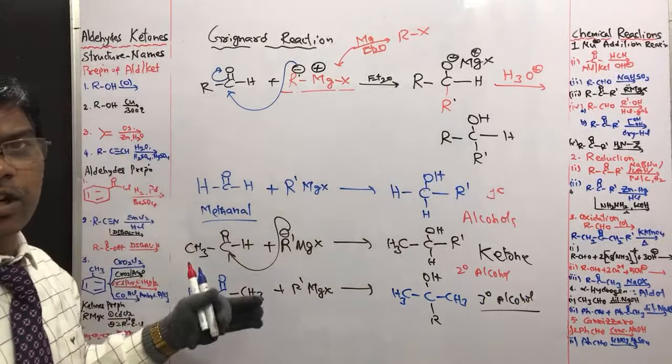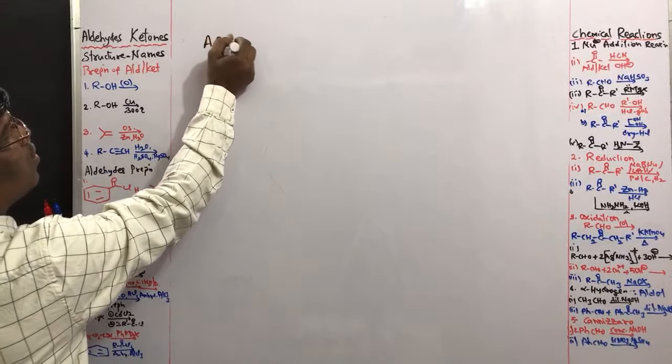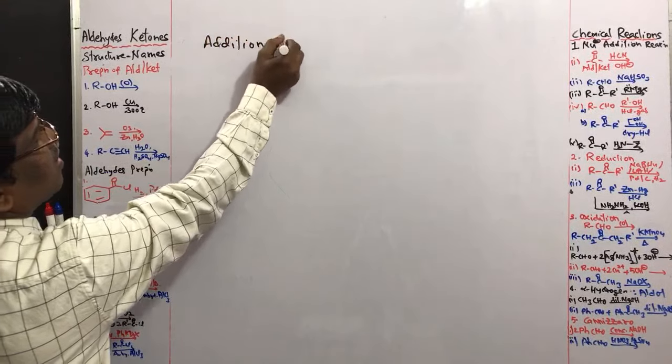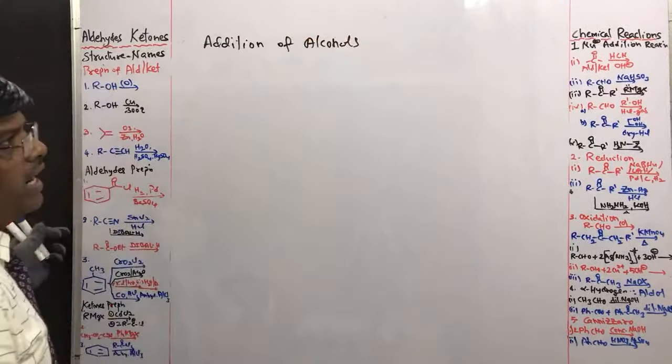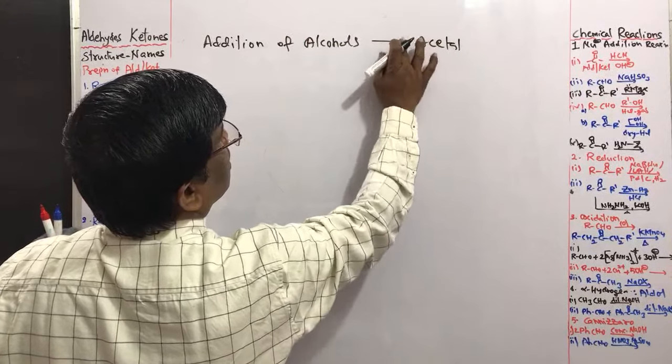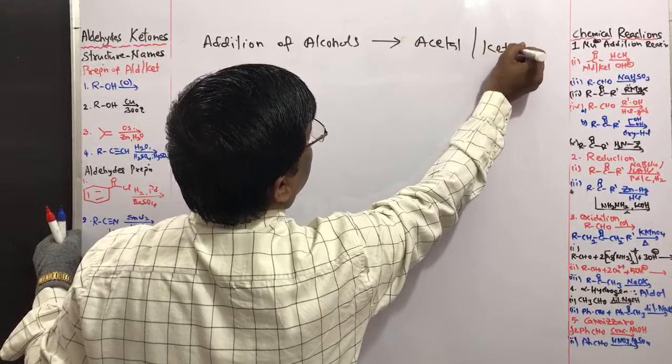Yes, students, next. Addition of alcohols to aldehydes and ketones. Addition of alcohols. We are going to get acetal or ketal.